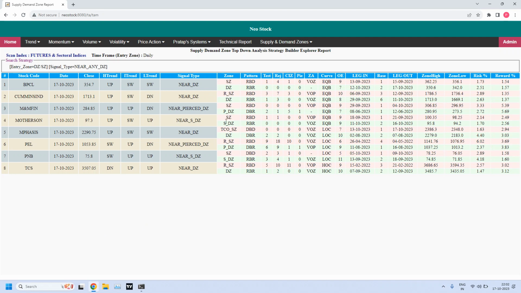We have one high liquidity demand zone, Motherson zone, which is a fresh zone. And at the equilibrium, daily trend and monthly trend are up and weekly is sideways.